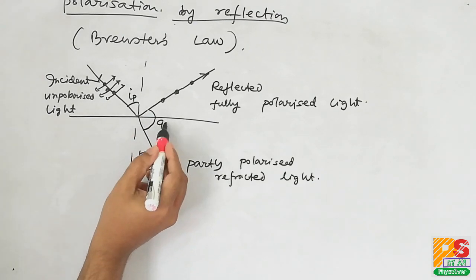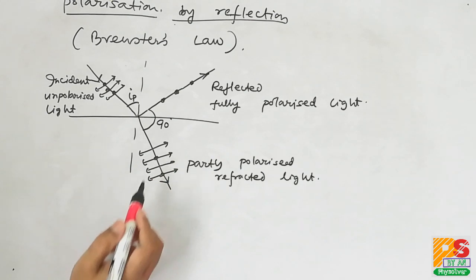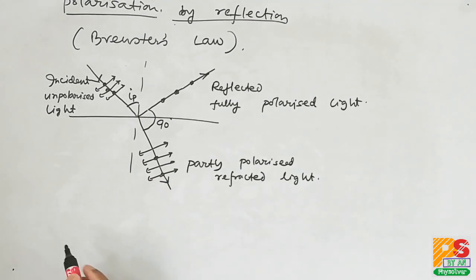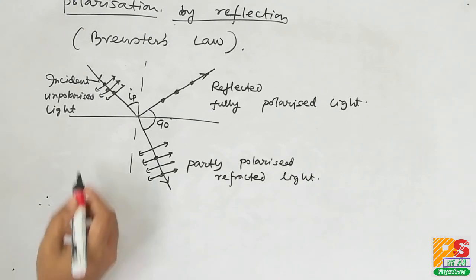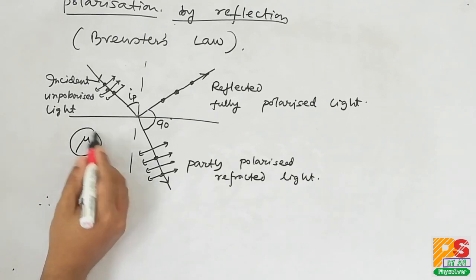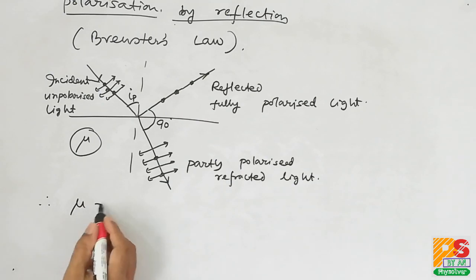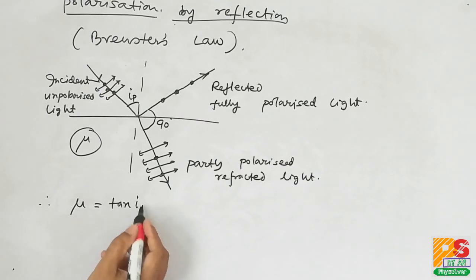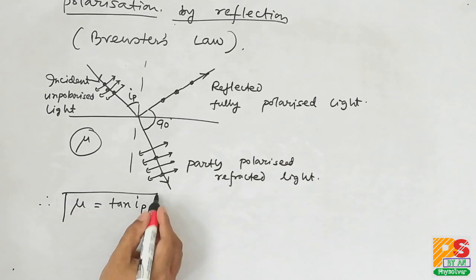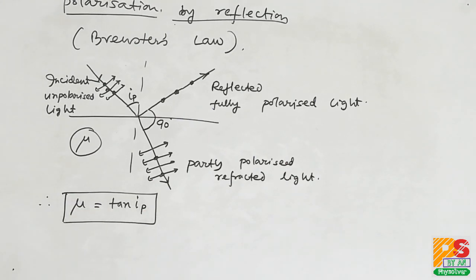And the angle between the reflected and refracted light is 90 degree. And if you look at the question, you will see it is also given that the angle between reflected and refracted light is 90 degree. According to Brewster's law, the relative refractive index of the second medium with respect to first medium is tan of IP. So mu equals tan of IP. Therefore, clearly the third and fourth options are incorrect.